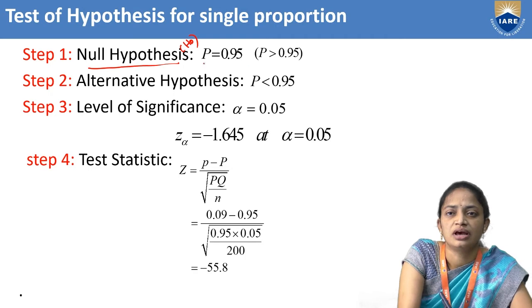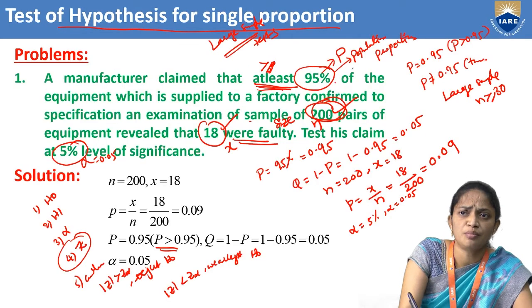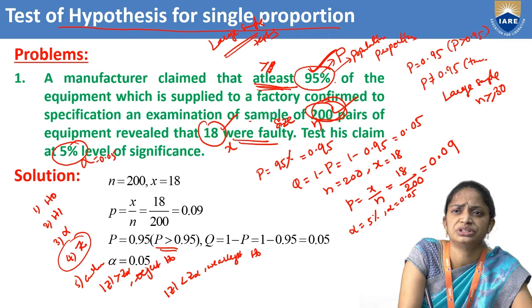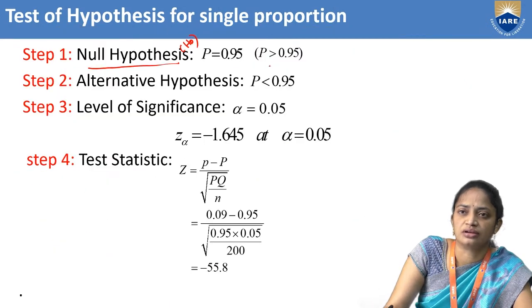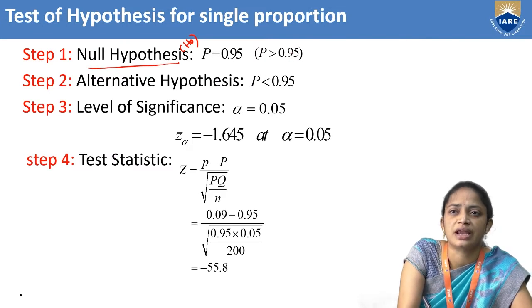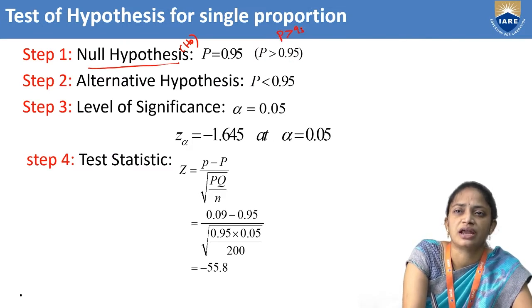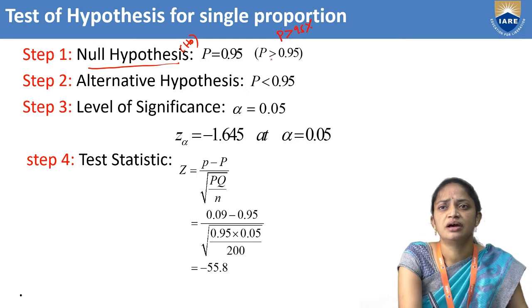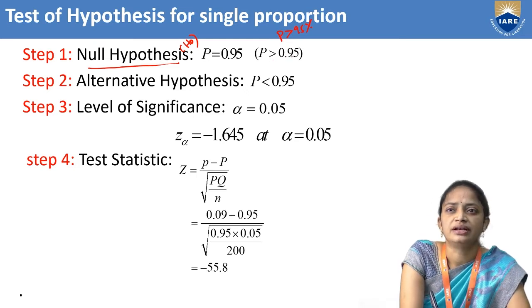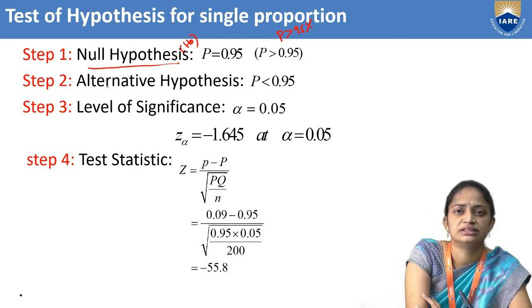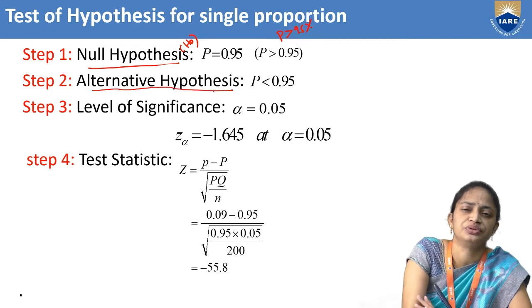Here, what is the p value? The population proportion is 95%. Here they have given one hint for us, which is "at least", but here I am taking it as greater than. So p is greater than 95%, which means p is greater than 0.95.